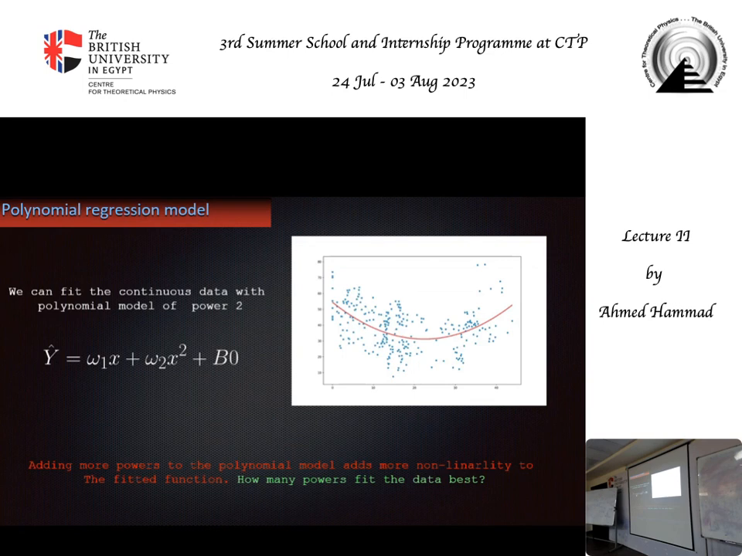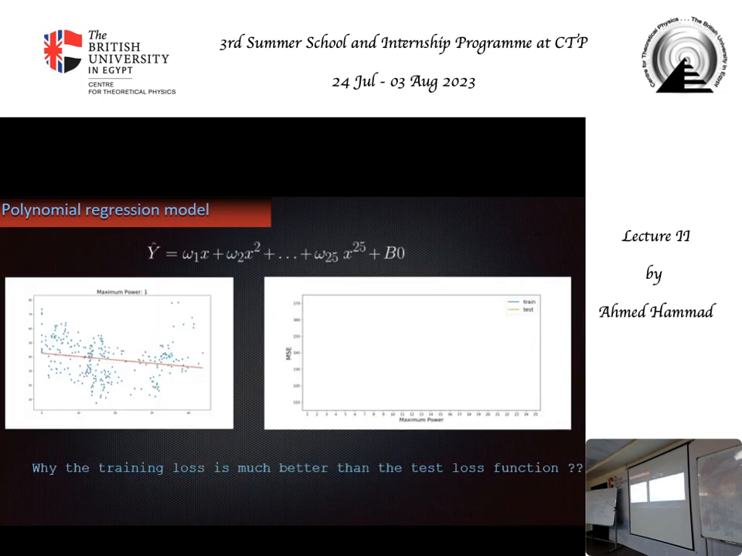Of course, y hat is a polynomial of degree 2, so we have w1x1, w2x2 plus the b0, which is the bias. And now the question is, how many powers can we define in the polynomial model to fit the data, right? So this is also another question. So now what is exactly the power that we can have?